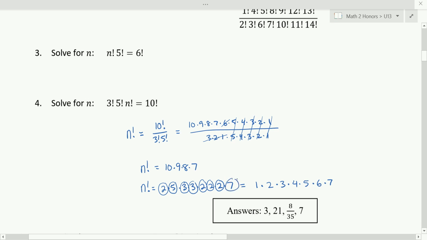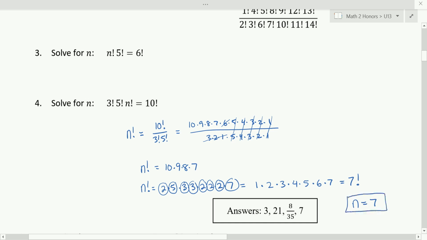Why did I do that? Well, because factorial is some number all the way down to 1. It doesn't miss anything. And so I started at 1 and started working my way up to see what this is equal to. So this is equal to 1 times 2 times 3 times 4 times 5 times 6 times 7. I have no idea what that number is. I'm not doing it with a calculator, but I know my answer now. So what factorial? 7 factorial. So this is 7 factorial. So what's n? n is 7.